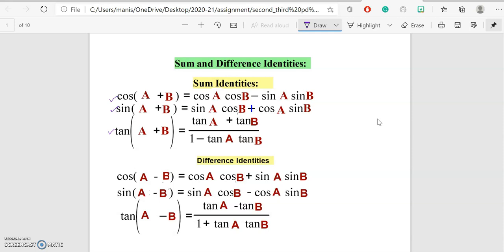Now we have the difference identities. Cosine of A minus B. The formula is cosine A cosine B plus sine A sine B. Now you can see the difference here. The earlier formula had a minus sign, but this one has a plus sign. Similarly for sine of A minus B, if you can memorize this formula, the only difference is the negative sign. And the last one, tangent of A minus B, the formula is tangent A minus tangent B divided by 1 plus tangent A tangent B.